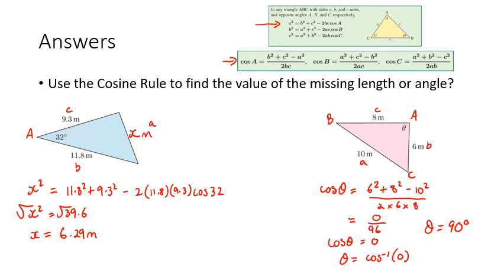Now, some of you would have already realized that because you would know that 6, 8, 10 is a Pythagorean triple. But if you did not realize that, then you would have gone through the steps like I did and found that this was actually a right-angled triangle.